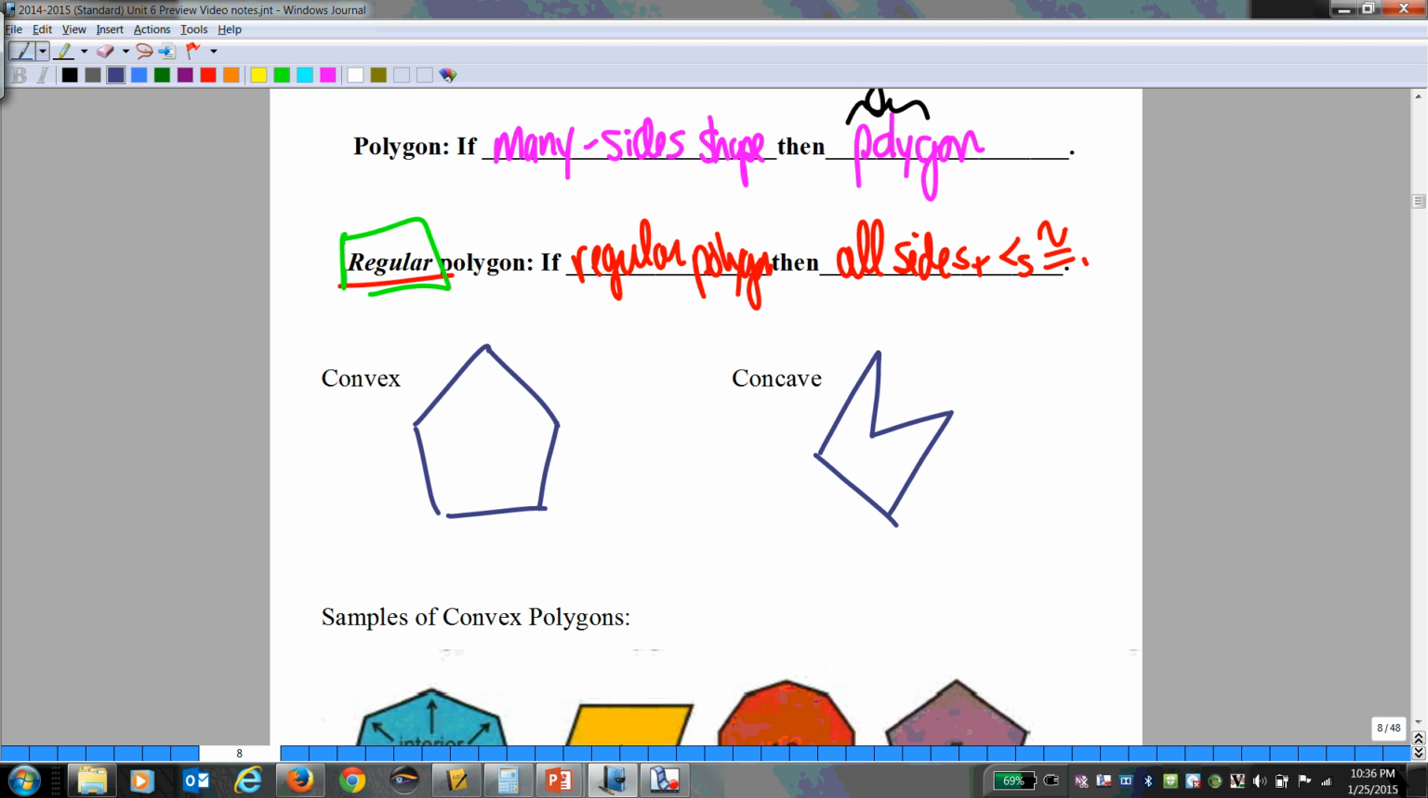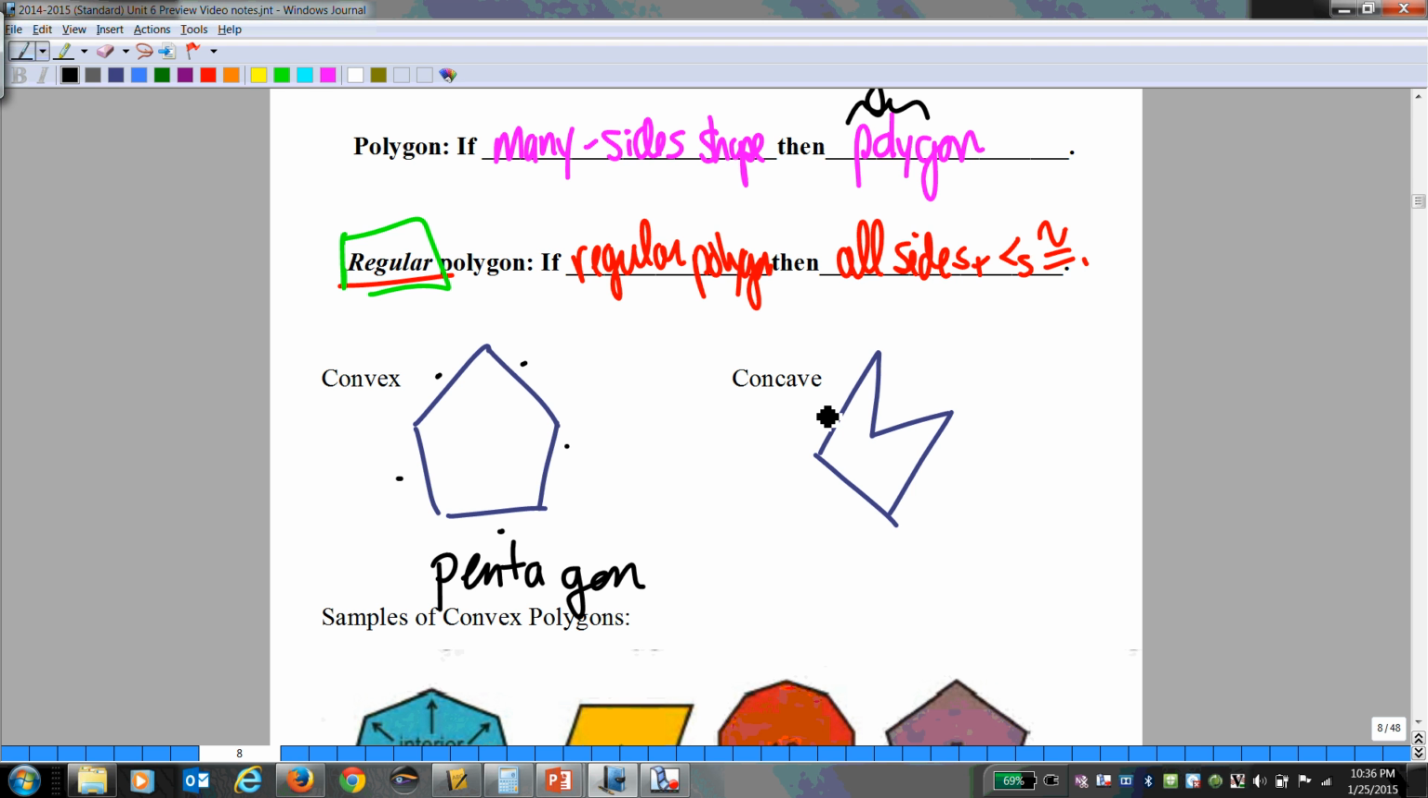Draw these two shapes. Now let's count the sides here. We have 1, 2, 3, 4, 5. So this is called a pentagon.